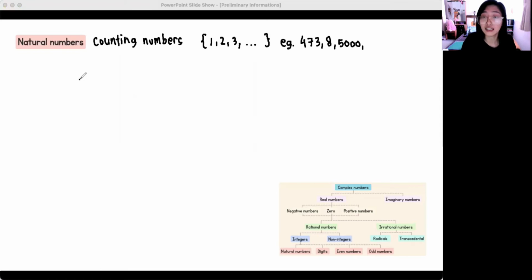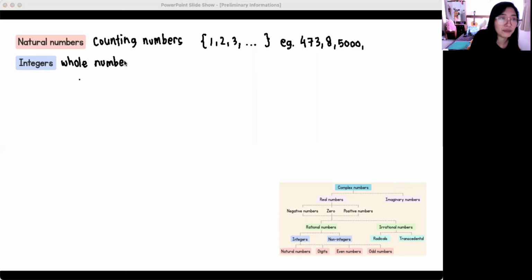Apparently, only counting numbers are not enough in our world, because what if we want to know the answer of 5 minus 9? Hence, we invent the next set of numbers, the integers. So integers are the whole numbers and their opposites. So it will contain the natural numbers, zero, and also negative numbers.